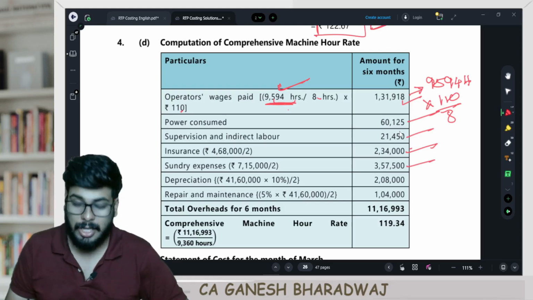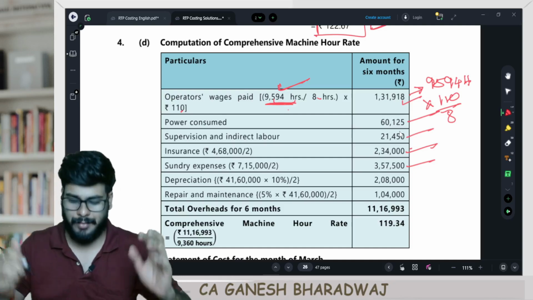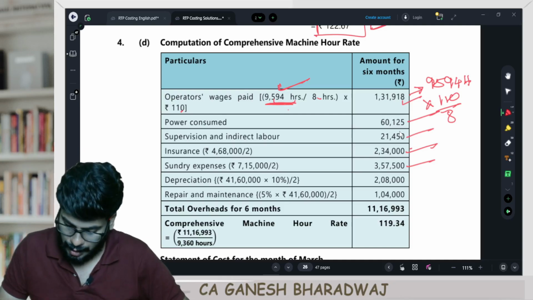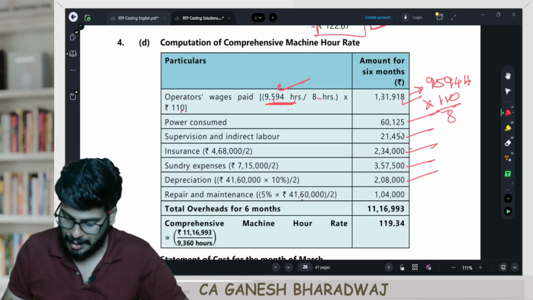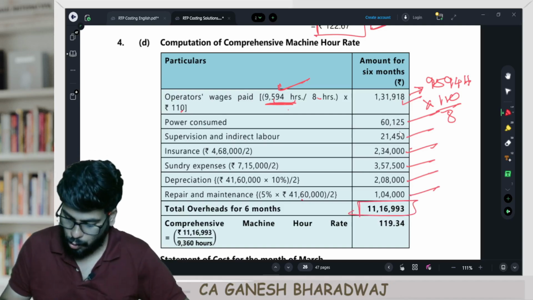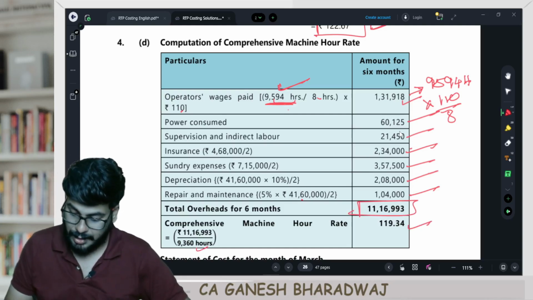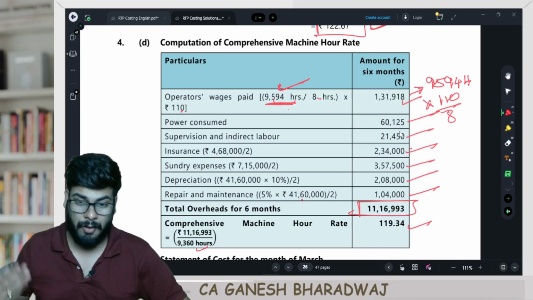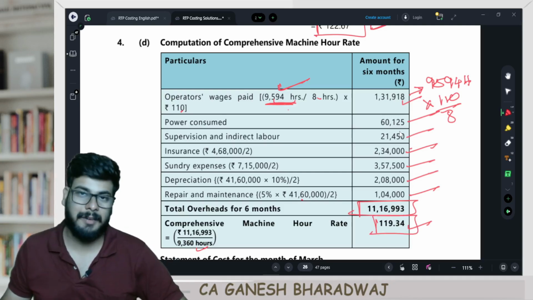Depreciation is given as 41,60,000. 41,60,000 into 10%, that's the per annum figure, divided by 2, you get how much? 2,08,000. Similarly, repairs and maintenance, 5% on the value, divided by 2, you get what? 1,04,000. So this is going to be the total overheads for a span of 6 months, divided by what? Divided by 9360, the effective hours for which it's being run. So the comprehensive machine hour rate is going to be 119.34.